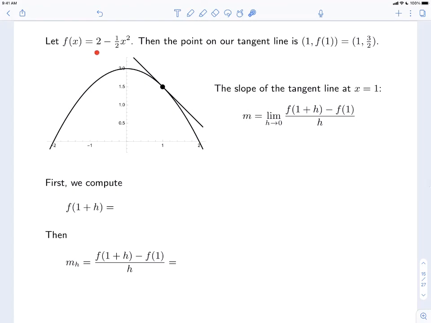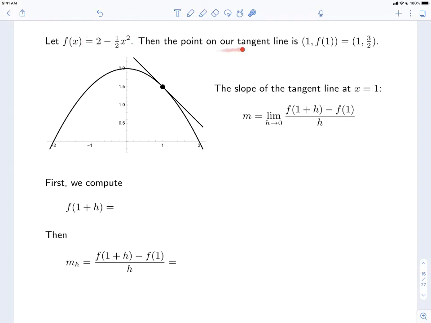Let f of x equal 2 minus 1/2 x squared. This formula comes from the equation of the curve. Remember that the curve was y equals 2 minus 1/2 x squared. So this function has graph given by this parabola, y equals 2 minus 1/2 x squared. That's the graph of this function.